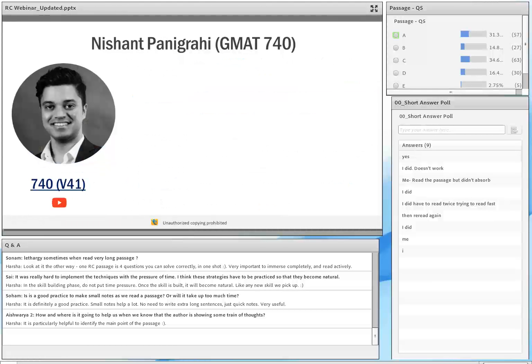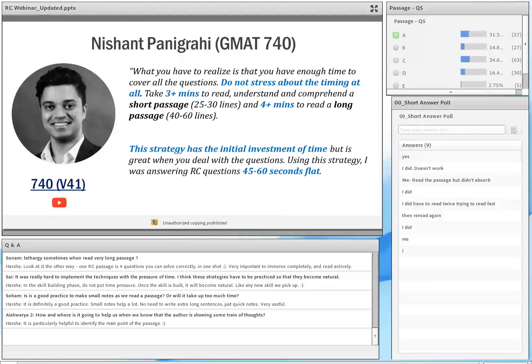Here, Nishant, we talked about him earlier. He's the one who's graduating from Columbia. He says, what you have to realize is that you'd have enough time to cover all questions. Do not stress about timing. It takes 3+ minutes to read, understand, and comprehend a short passage, and 4+ minutes for a long passage. This strategy has that initial investment of time, but is great when you deal with questions. Using this strategy, I was answering RC questions in 45 to 60 seconds flat.